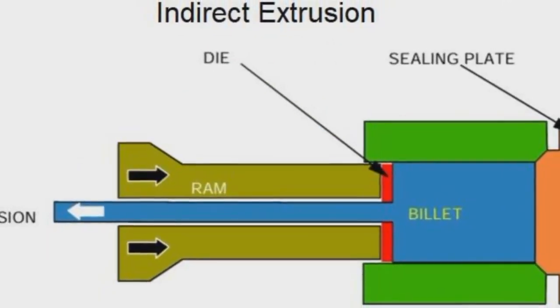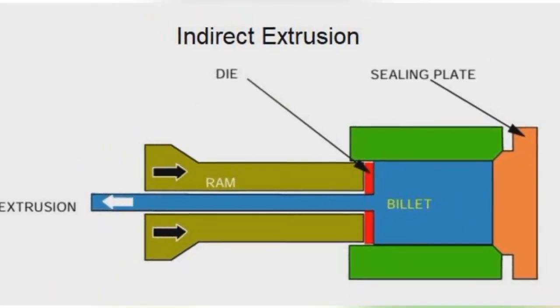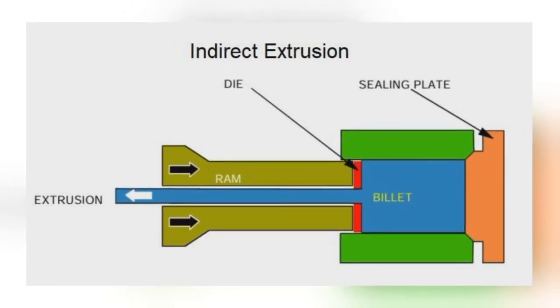There is also an indirect extrusion method, where the die is pushed into the billet, offering different capabilities. While the direct method is more common, both processes are crucial in manufacturing.